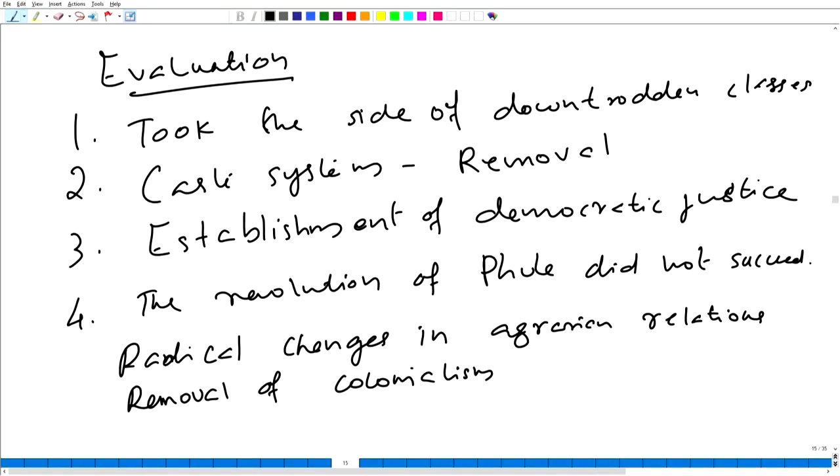The money lenders and zamindars were the agents of the British administration in India. Jyotirao Phule failed to understand this fact. These money lenders and zamindars exploited the peasants. Removal of these agents could be done only with the end of the British rule. Jyotirao Phule failed to understand this fact. Now we are going to analyze the non-Brahmin movement in Maharashtra after the death of Jyotirao Phule.